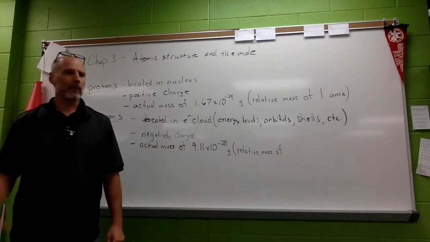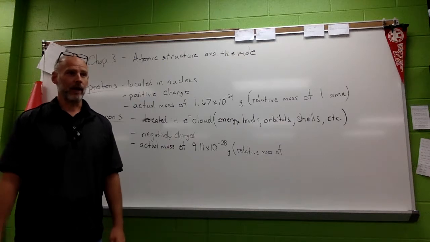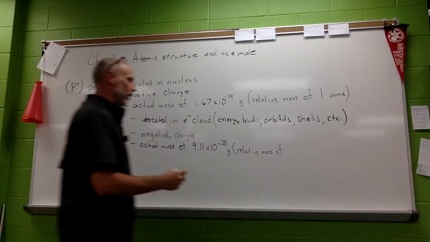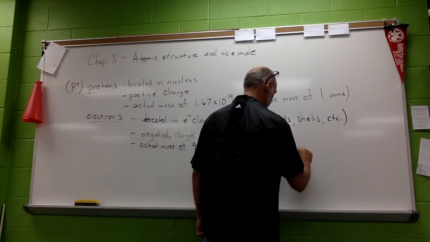Okay. So somewhere between 1,000 and 10,000 times smaller than a neutron or a proton. Would you agree? Yeah, that's pretty tiny. So what do you think its relative mass is compared to a neutron or a proton? What were you saying earlier? What was the very first comment you said when I talked about the mass of an electron? Okay, a relative mass of 0 AMUs.